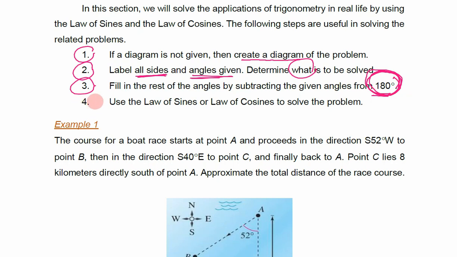And then use the appropriate law or appropriate technique to solve the problem, whether the law of sine, the law of cosine, or you can even use the formula of area if you are asked about area. Okay, for example, let's look at this.